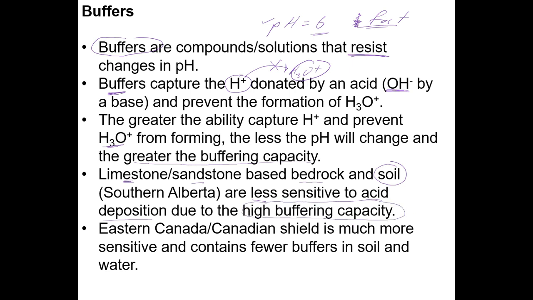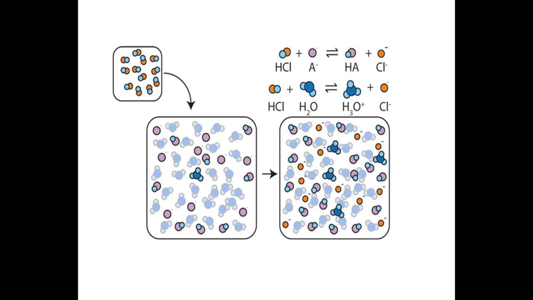compared to other parts of the country, and even in the very northeastern region of Alberta, which is made up of the Canadian Shield. So these ones here, they do have bedrocks and soils that are much, much more sensitive to acid and bases. They have fewer buffers. And so if there is acid deposition, then what we would see is that the pH would change much, much more rapidly in places like the Canadian Shield, Eastern Canada, than what we do find in southern Alberta.